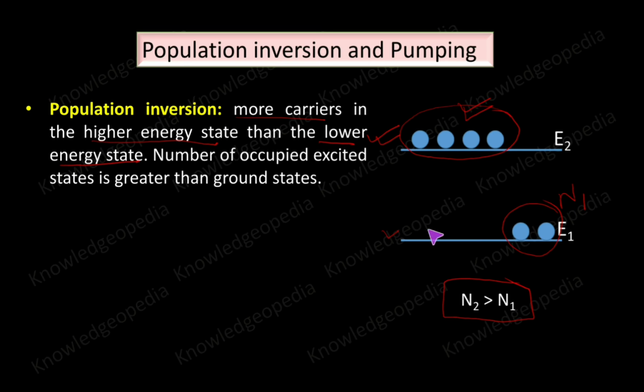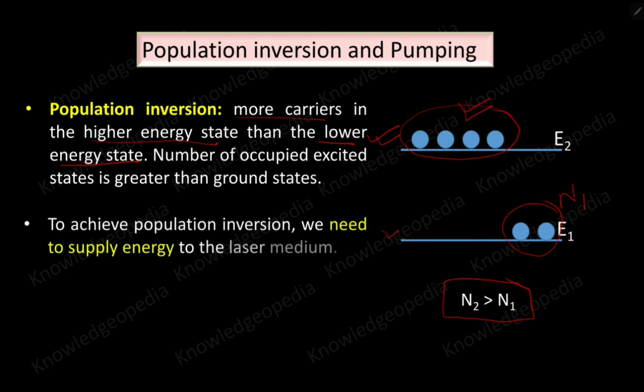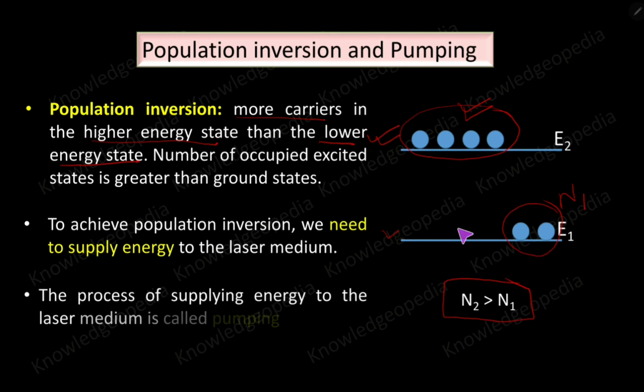And we know that the electrons cannot move by their own to the excited state, right? To move an electron from the ground state to an excited state, we need to supply some energy, right? So to achieve population inversion, we need to supply energy to the laser medium, and the process through which we are supplying the energy to the laser medium is known as pumping.